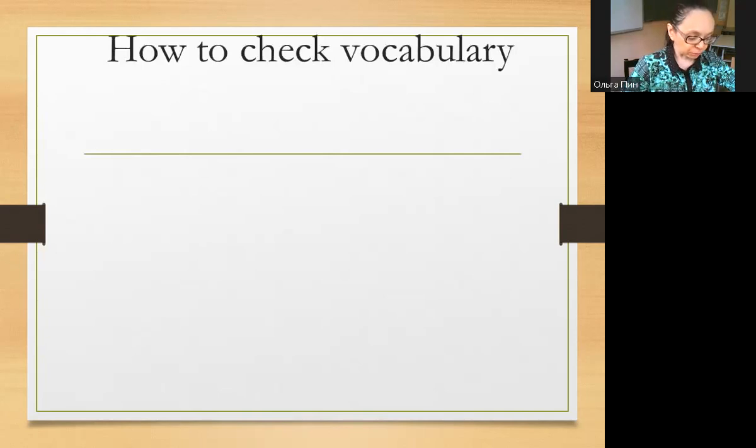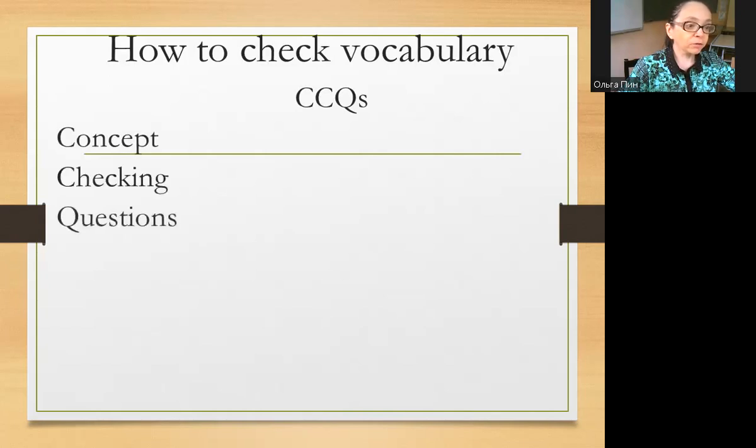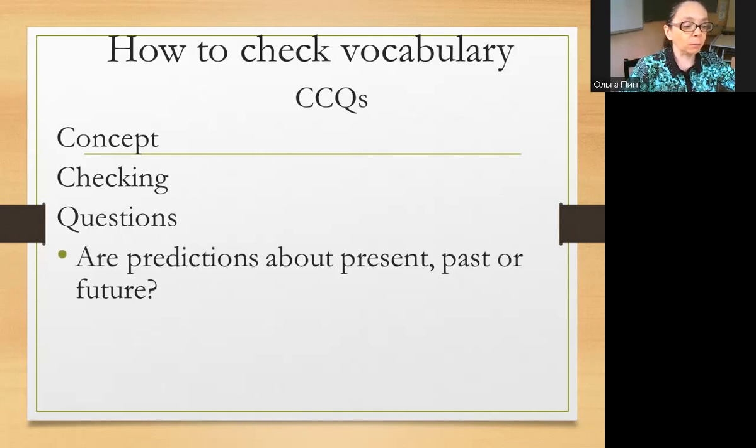Then, how to check vocabulary, how to check the meaning. Hopefully, all of you have used the abbreviation CCQs, but maybe some of you don't know the meaning. So it stands for concept checking questions, which means the questions which are used to check understanding. Short, usually yes-no questions. To provide you with some examples, are predictions about present, past, or future?